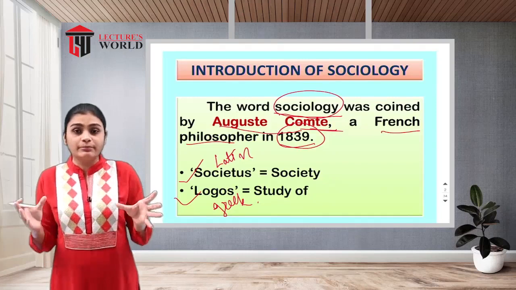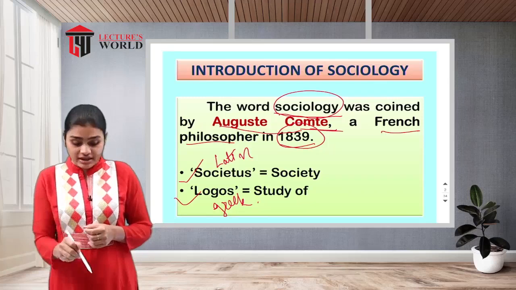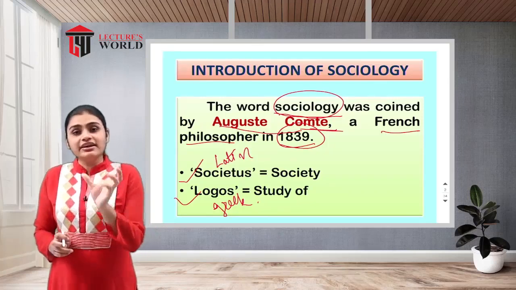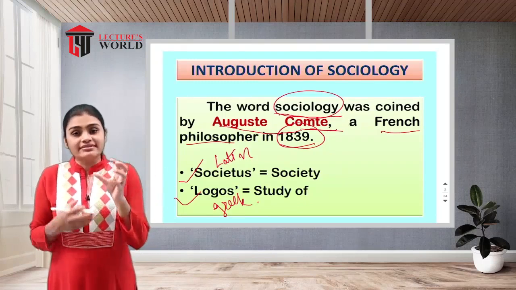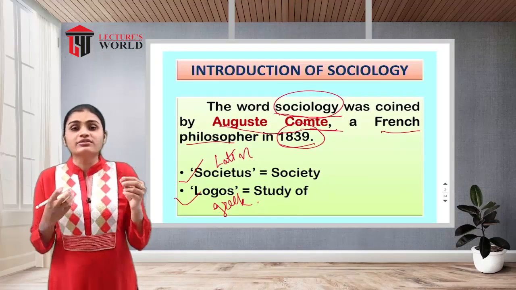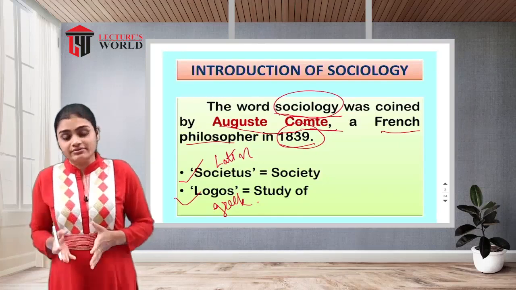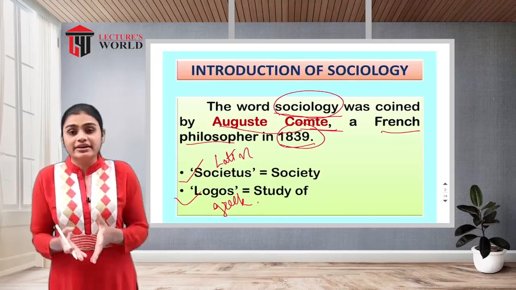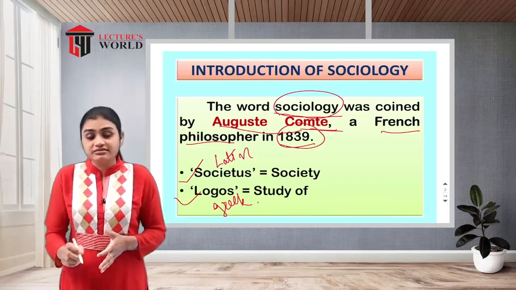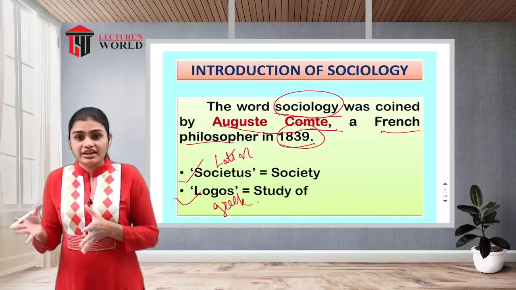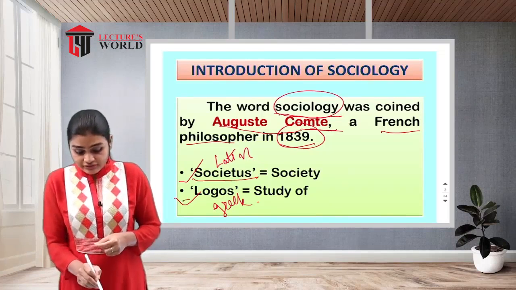The individuals or the public got to know what sociology is, and that word was coined by Auguste Comte. That's why he is called the father of sociology, because he is the one who developed and coined this word, and people started using it. So this sociology word came into use with the help of these two words.